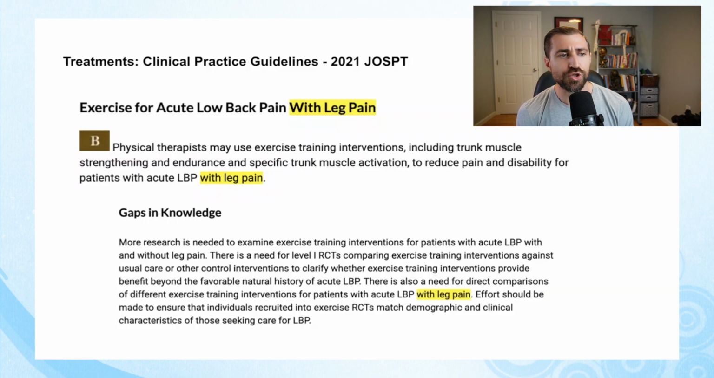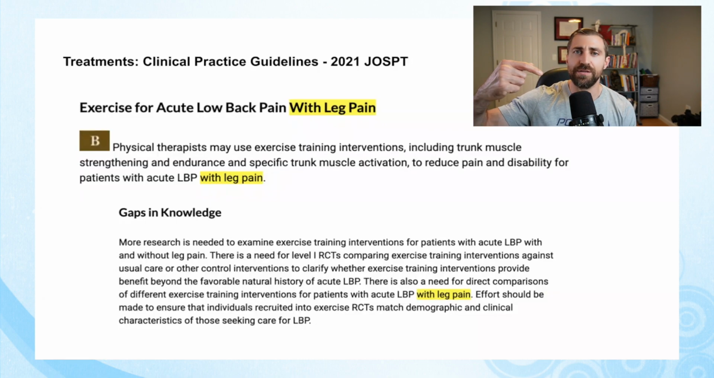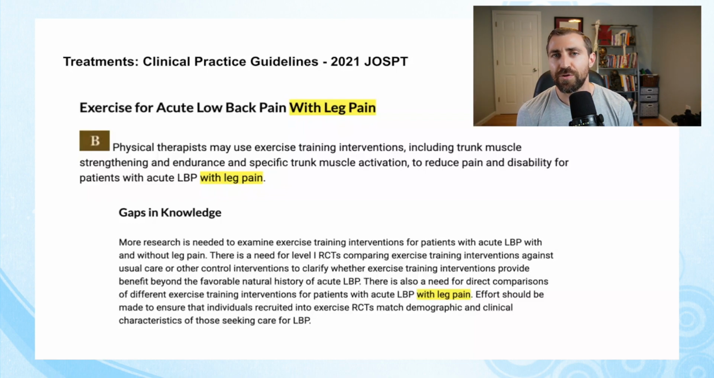Effort should be made to ensure that individuals recruited into exercise randomized controlled trials match demographic and clinical characteristics of those seeking care for low back pain. So basically, the folks that are coming in the door to seek care for you and me, are those the same types of people that are actually in the research studies, okay? We need to make sure that the populations that we're studying are the same populations we're actually treating because we don't know whether or not those results are going to apply directly to our patients if the patients are very different in the studies, right?